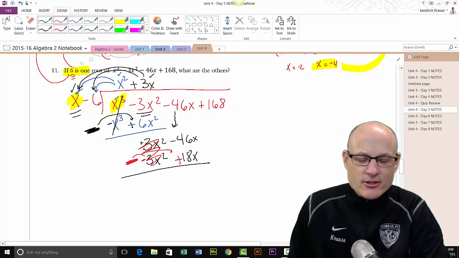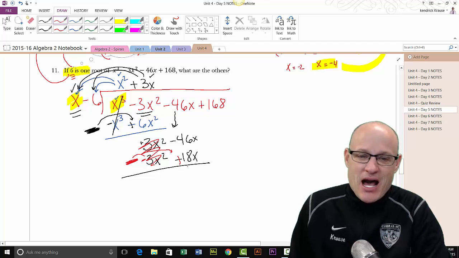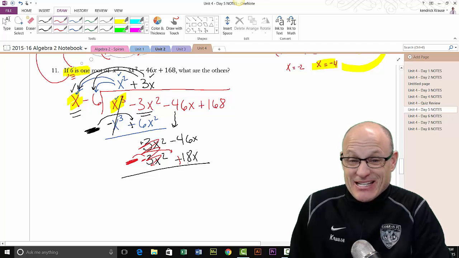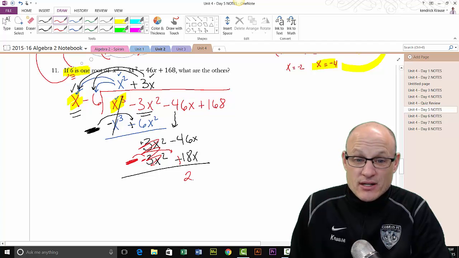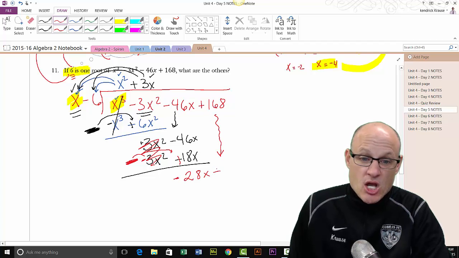They're numbers. Add here. What? 46. I need a calculator. Okay. If that was 16, they would be like 30, right? So it's not really 30. It's like 28. But it's got to be negative 28, right? Bring this down. Plus 168.